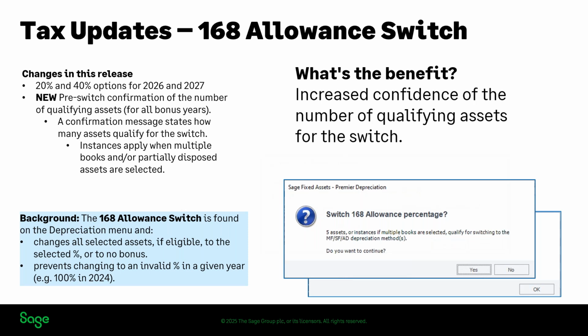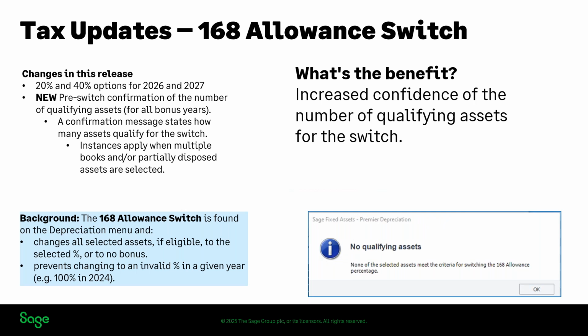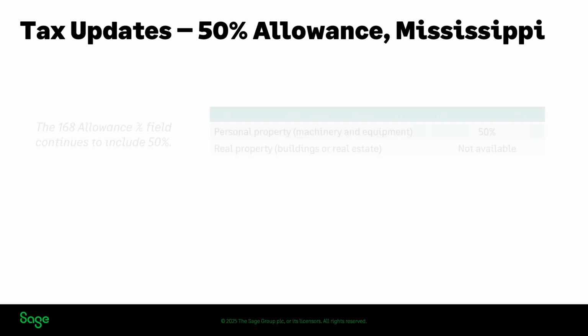Similarly, if you're switching to no depreciation allowance, the system will switch all your assets to the appropriate MF, SF, or AD method for you, and it'll let you know how many qualify for that switch. And finally, if maybe you just made an error somewhere along the way, it'll let you know that none of your assets qualify, maybe you picked the wrong book or something. So we hope you find those items helpful.